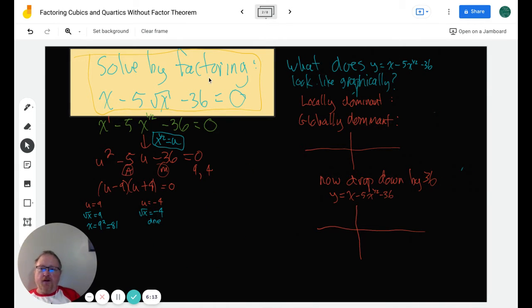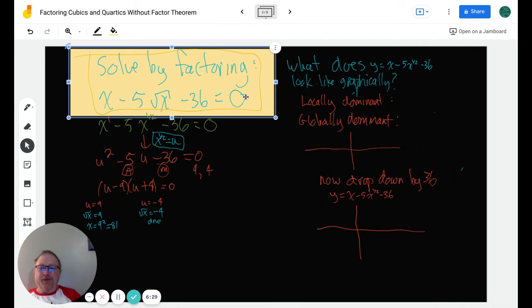Okay, this one here we're going to solve by factoring. And this one looks pretty weird, right? x minus 5 root x minus 36 equals 0. And we're going to solve this by factoring.